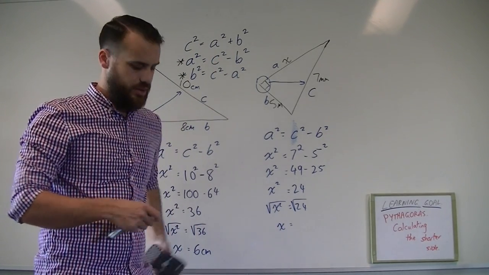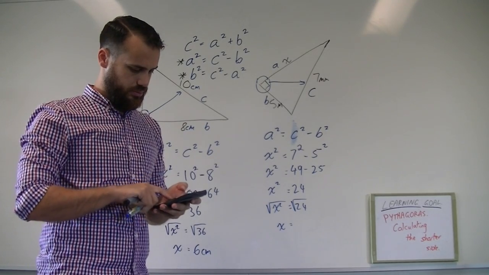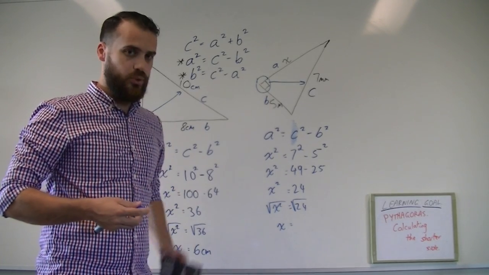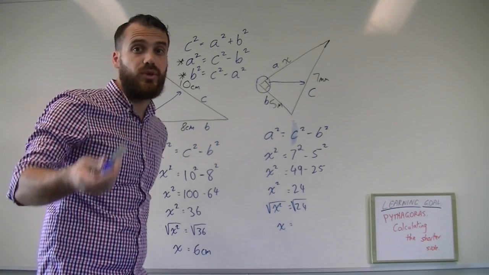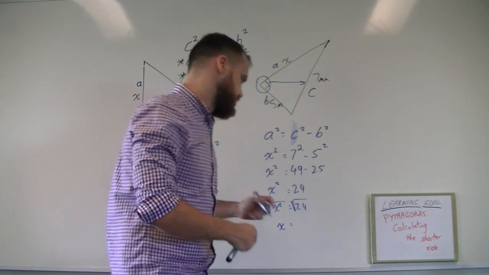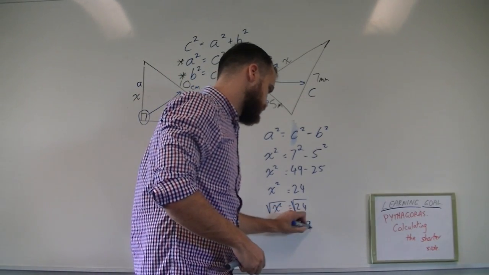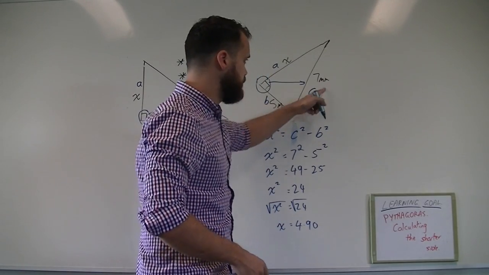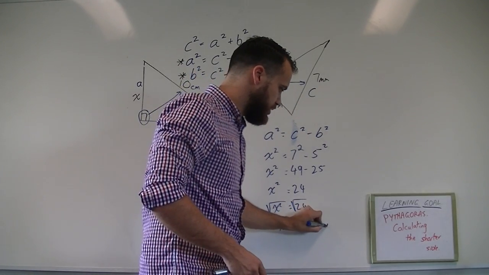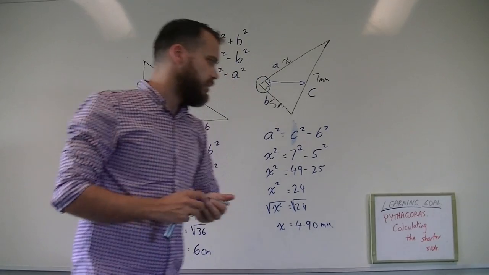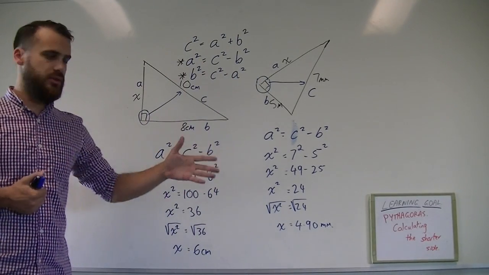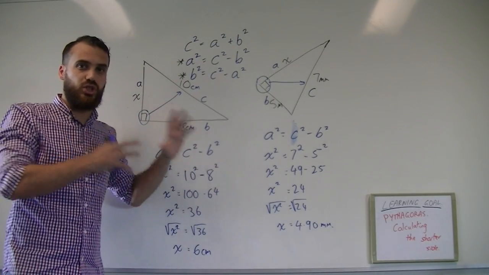Get our calculator out. 4.898, which if we round it up, it's 4.90. Now again, that's millimetres, so make sure you put your units in at the end. Okay, that's Pythagoras. We're using Pythagoras to calculate the shorter side there.